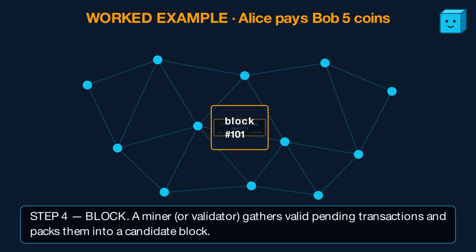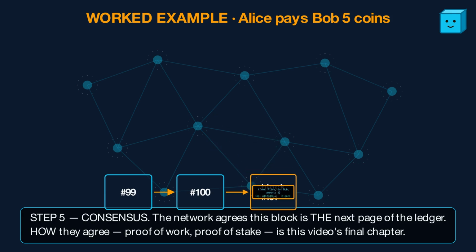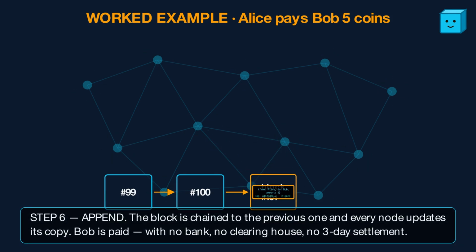Step 4. Block. A miner, or validator, gathers valid pending transactions and packs them into a candidate block. Step 5. Consensus. The network agrees this block is the next page of the ledger. How they agree, proof of work, proof of stake, is this video's final chapter. Step 6. Append. The block is chained to the previous one and every node updates its copy. Bob is paid, with no bank, no clearinghouse. No 3-day settlement.